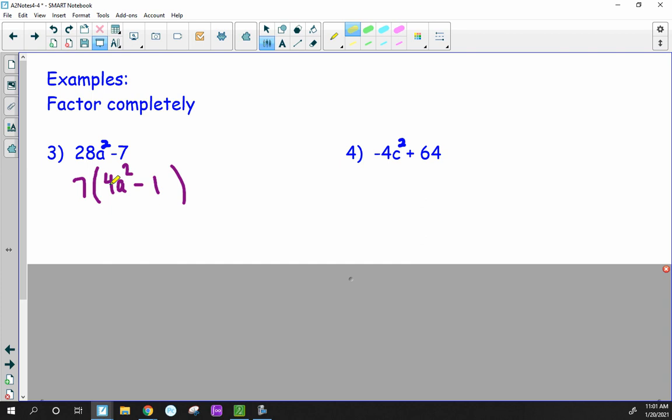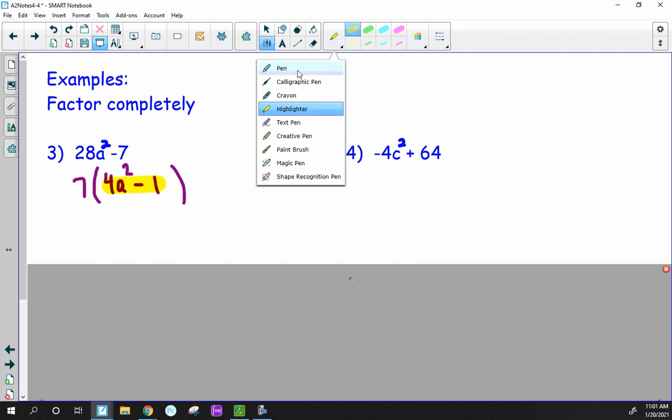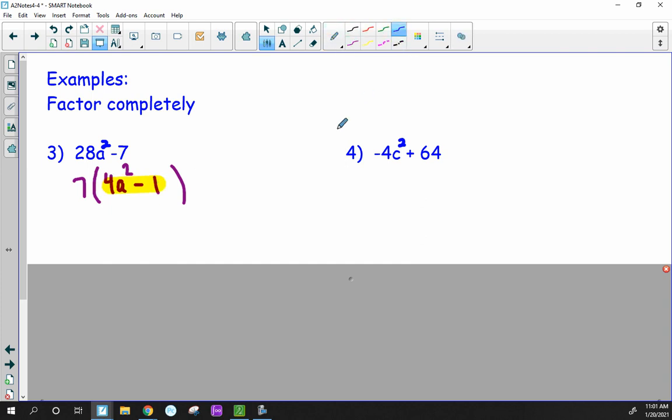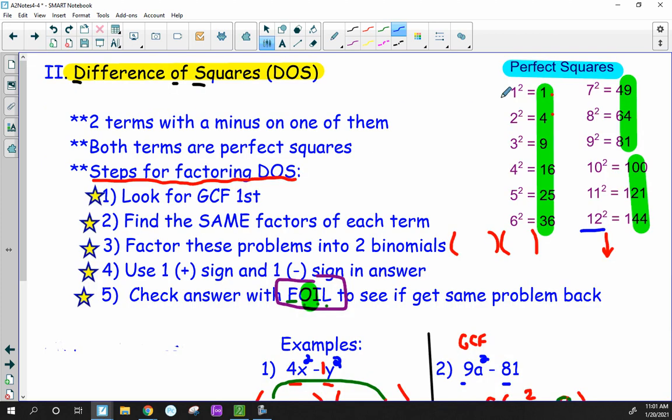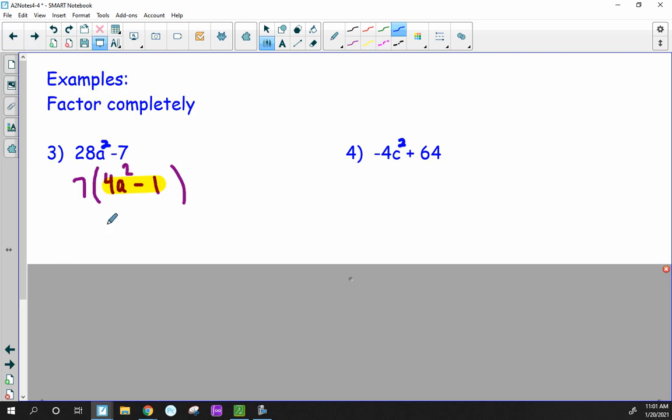Next, I'm going to focus on the binomial on the inside and see if it fits the DOS category. I do see 2 terms. I see a minus sign on one of them. I see a power of 2. And I see the numbers 4 and 1 as coefficients. Again, 1 and 4 are both in my perfect squared list, meaning that this is an example of a DOS. Always bring your GCF down. That is part of your answer.